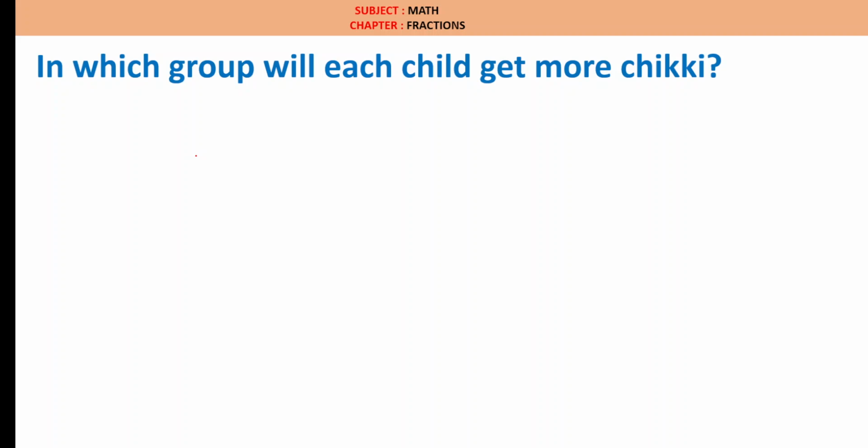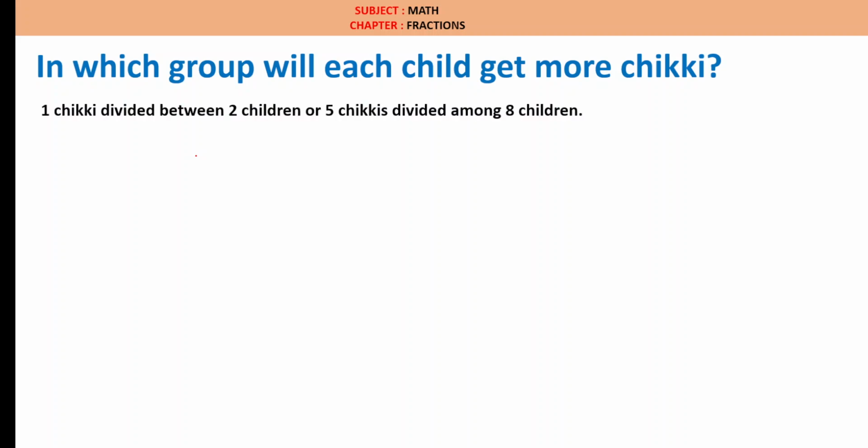In which group will each child get more chikki? Here, this is a conversation between friends. 1 chikki is divided between 2 children, or 5 chikkis divided among 8 children. See, when 1 chikki is divided between 2 children, each gets exactly half. When 5 chikkis are divided among 8 children, which one gets more? So we need to compare 1 by 2 and 5 by 8, because this is among 8 children and this is between 2 children.